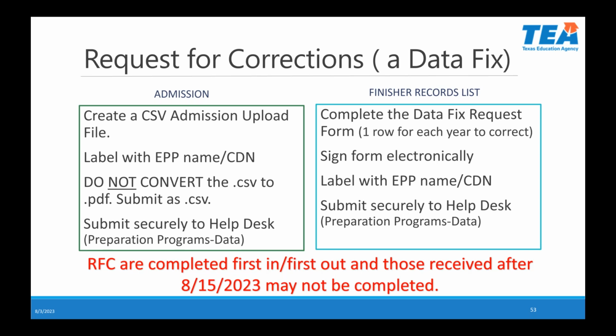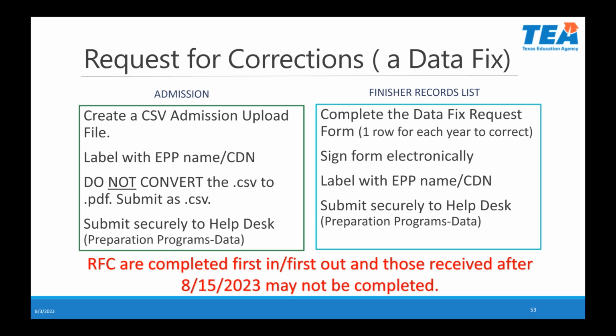Third, keep data consistent. If you change one part of the record, ensure other related fields are updated accordingly. For example, if you change the route from postbac to alternative, also request a change to the CERT license ID to match the new route. And fourth, be accurate and specific. If the data is inconsistent or unclear, TEA staff may not be able to make the correction. Provide clear and accurate information to avoid any confusion. By following these steps and providing accurate information, you can ensure a smoother data fix process with TEA's assistance.